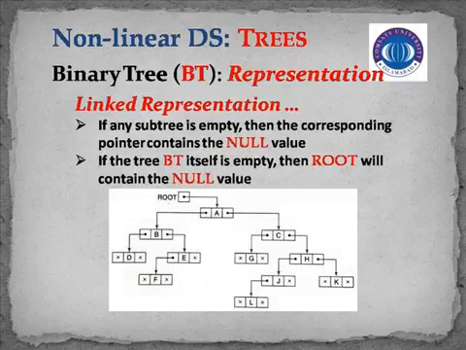Ladies and gentlemen, if any subtree of the binary tree BT is empty, then the corresponding pointer contains the null value. If the tree BT itself is empty, then the root will contain the null value. Such values are sketched in the given diagram.